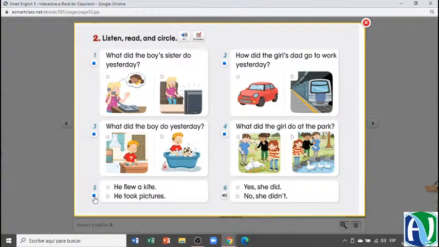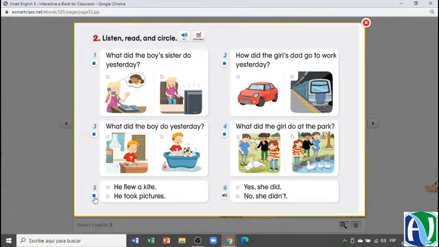Five. Do you like taking pictures? Yes, I do. Did you take pictures yesterday? No, I didn't. I flew a kite with my brother. What did the boy do yesterday?